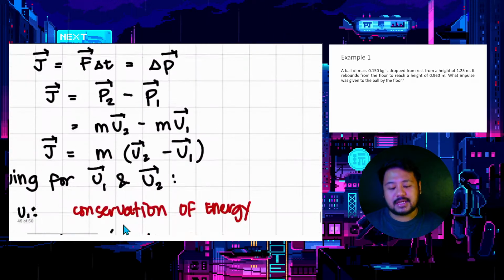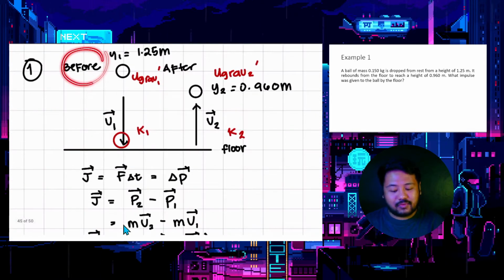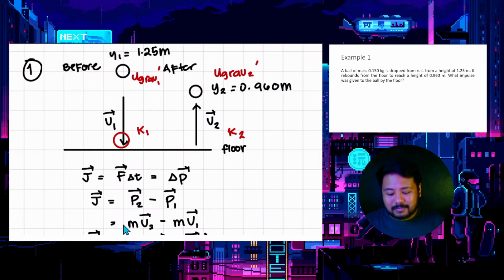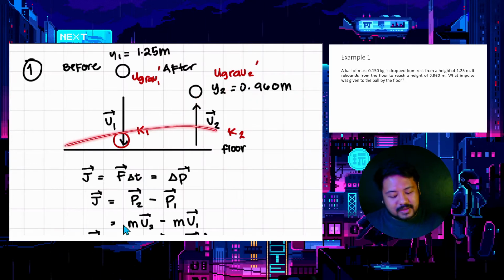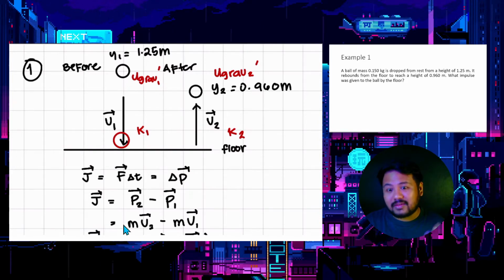Okay, so this is our illustration for this problem. So we have here the before and then after dropping or after bouncing back. So before, it is coming from a height of 1.25 meters going down, and then after it rebounded into only 0.960 meters. So most probably there's been an effect from the floor, and that is the question: what is the impulse given by the ball to the floor?